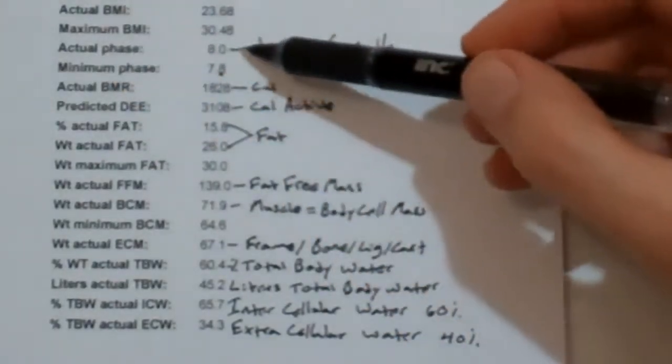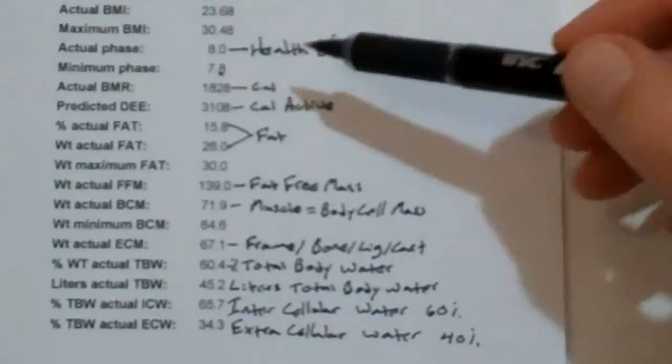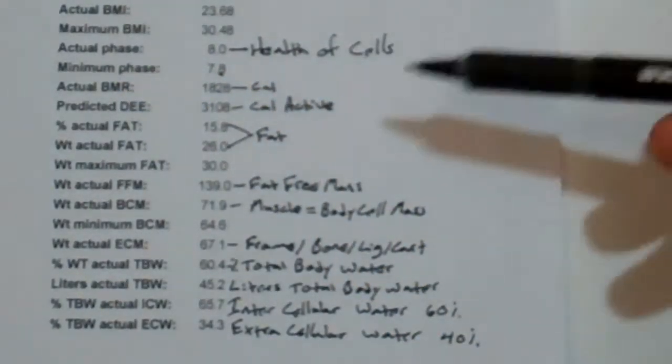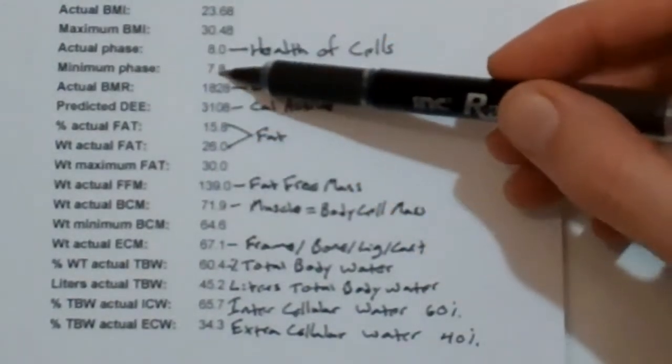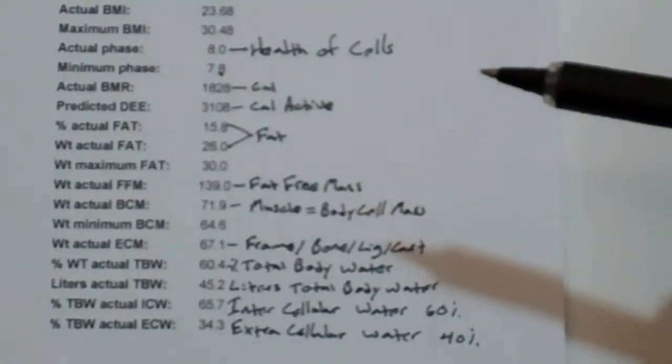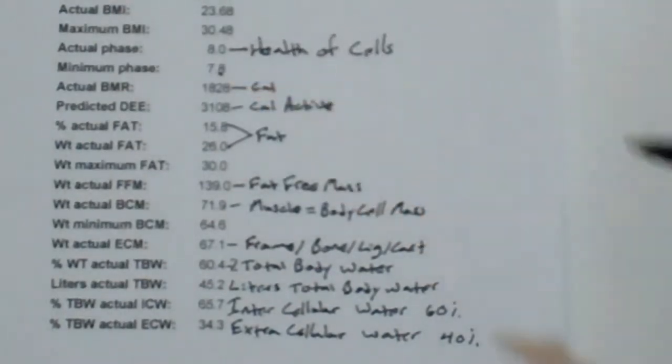Okay, so the phase angle is the health of your cells. Again, we want it around 6, and ideally above your minimum phase angle that the computer spits out for you. This number is different for each person.